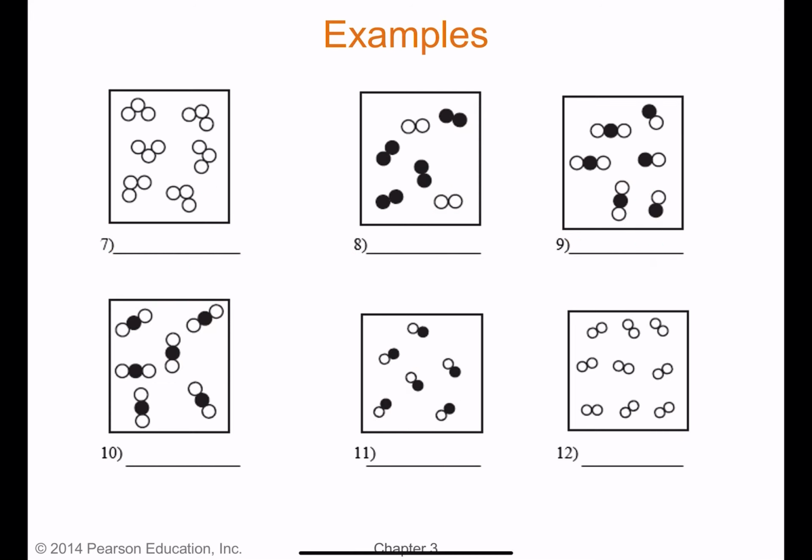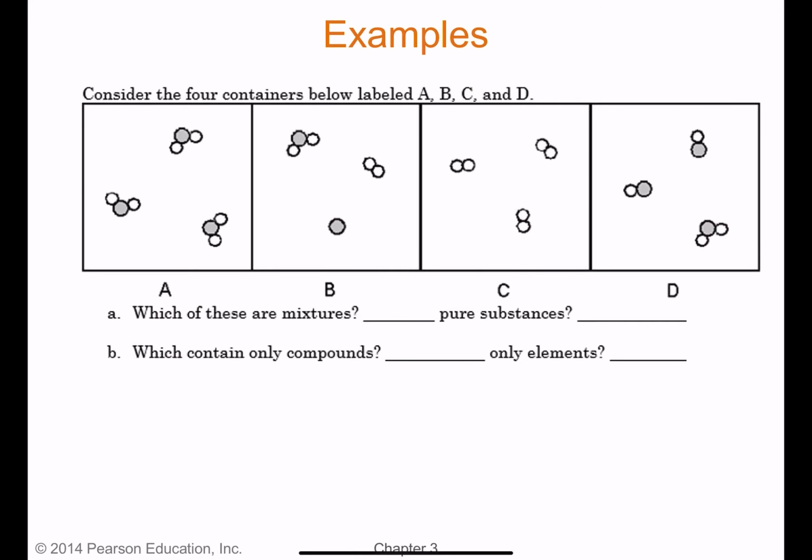And this slide is duplicated, I'll skip that one. So then here's one where it says consider these 4 containers labeled A, B, C, and D. Which of these are mixtures? And then which ones are pure substances? So this one, A, looks like it's pure. This one, B, is definitely a mixture. C looks like it's pure. And D is definitely a mixture because we've got 2 different particles here.